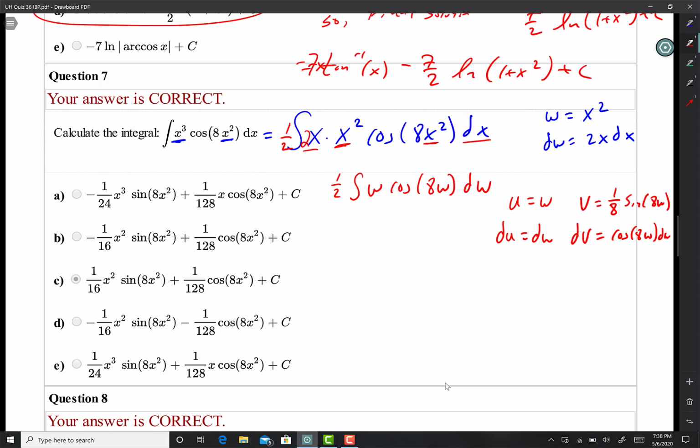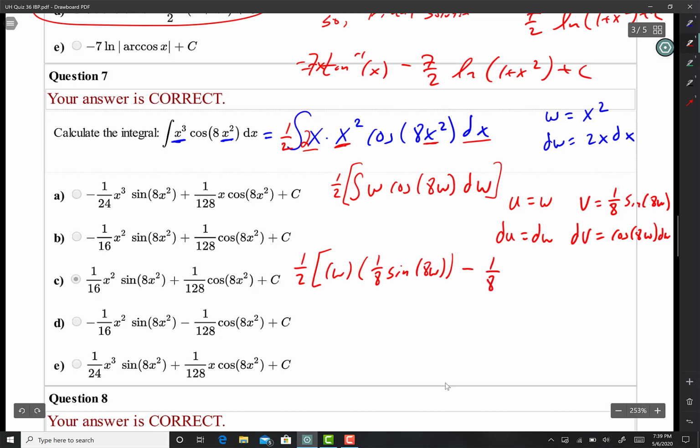So here we go. So I have that half, so 1/2, and I'm doing integration by parts for this right here on the inside. So 1/2, and then, so let's see, uv, so w times 1/8 sine of 8w. Okay, and that's that part, minus 1/8 integral. I'm just doing v du, guys. There's the 1/8, and I'm just taking it on the outside. Sine of 8w dw. All right, there we go.